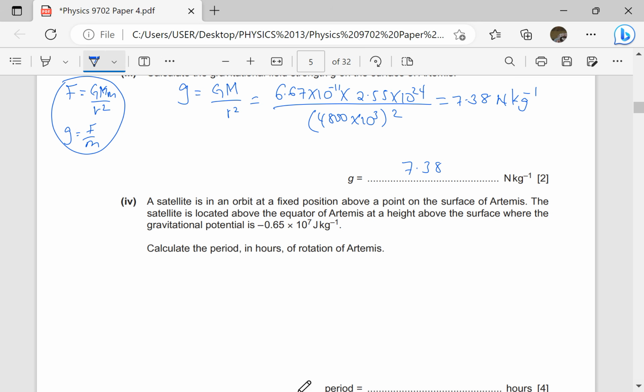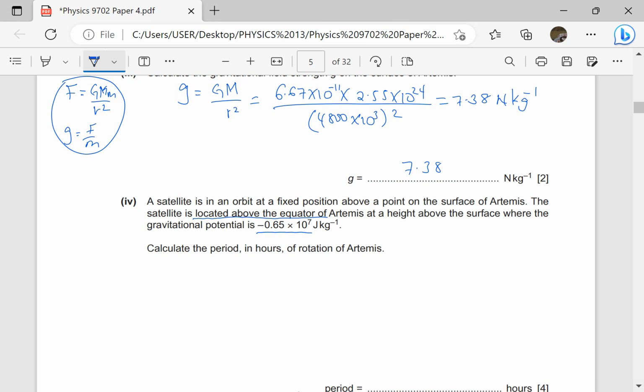Okay, a satellite is in an orbit at a fixed position above a point on the surface of Artemis. The satellite is located above the equator of Artemis at a height above the surface where the gravitational potential is negative 0.65 times 10 power 7. It is located above the equator.